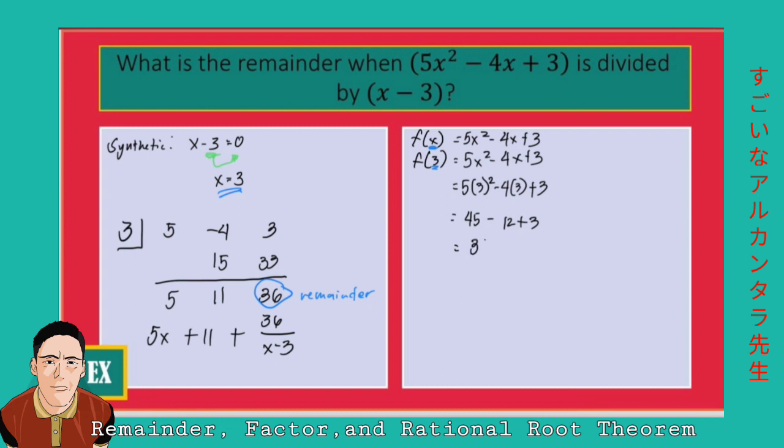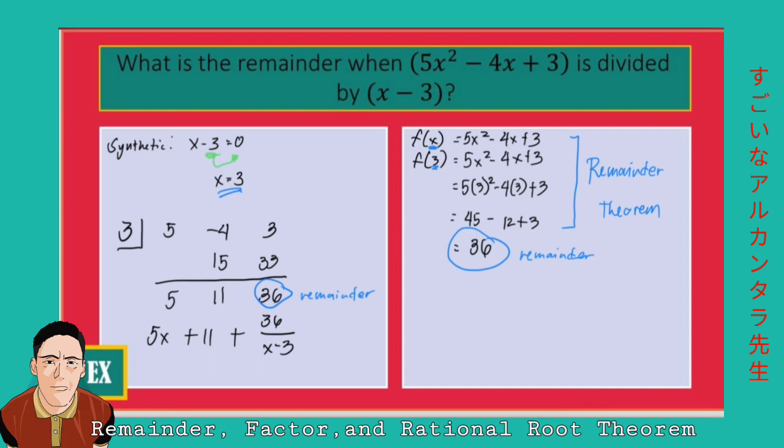Now here's what I want you guys to observe. When we did f of 3, we got 36 as our answer, and this is actually the remainder. What you're seeing on the right side of your screen is our remainder theorem solution, the application of the remainder theorem. As you can notice, using synthetic division, we have 36 as the remainder, and using the remainder theorem, we also have 36 as the remainder.